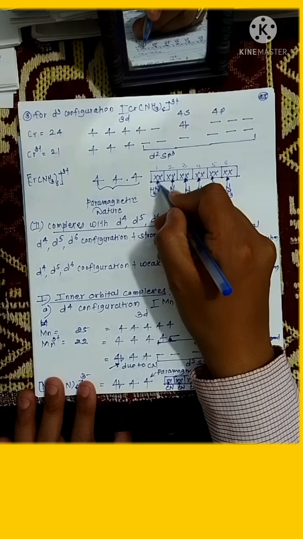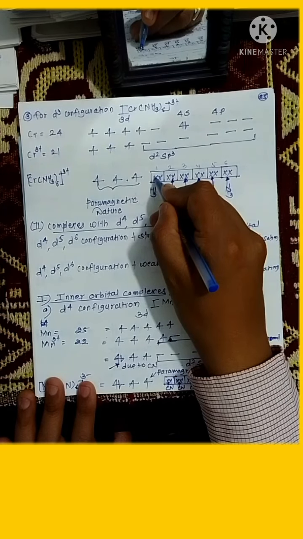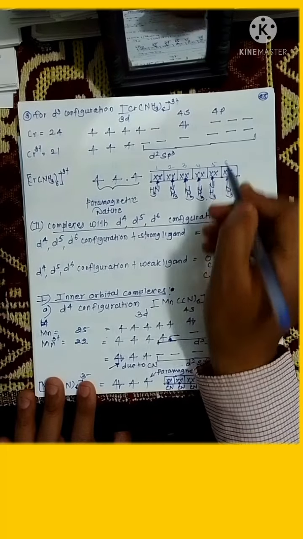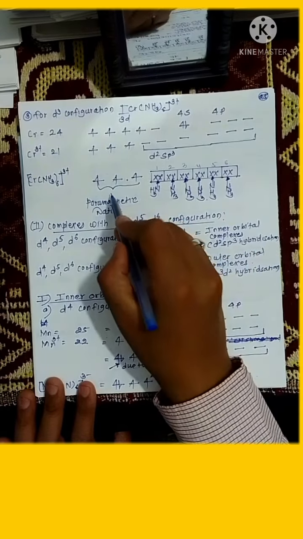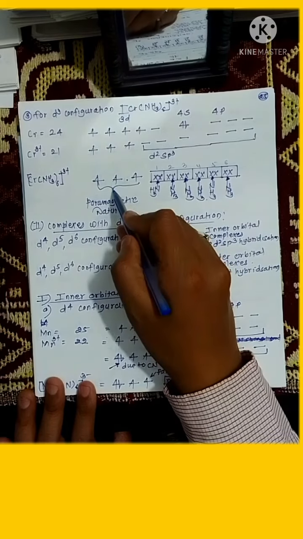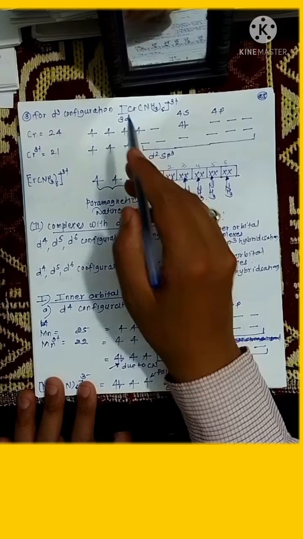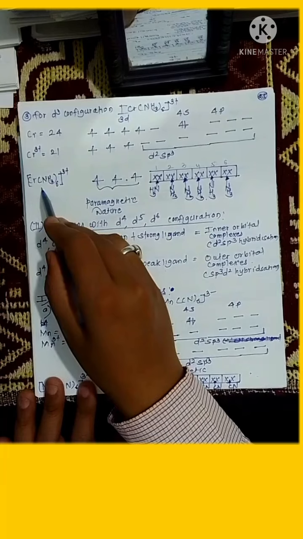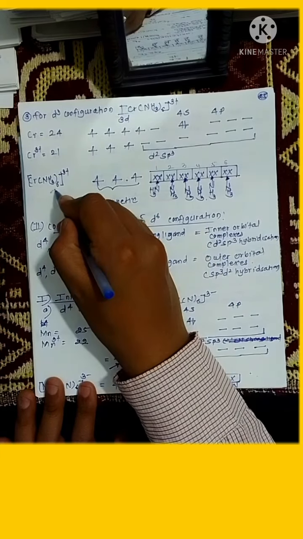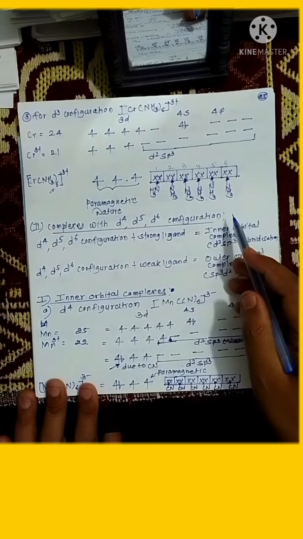The electron pair which is donated by the ammonia ligand is shown by a double cross in each orbital. So in this electronic configuration, we clearly see that there are 3 unpaired electrons present in the 3d orbitals. So this complex is also paramagnetic in nature. Since it has 6 ligands, it is octahedral in geometry.